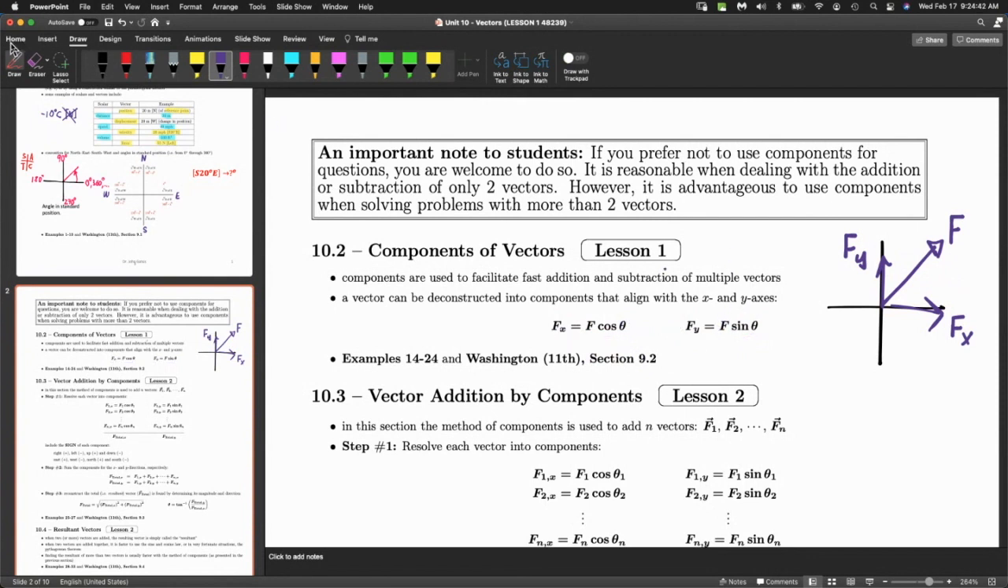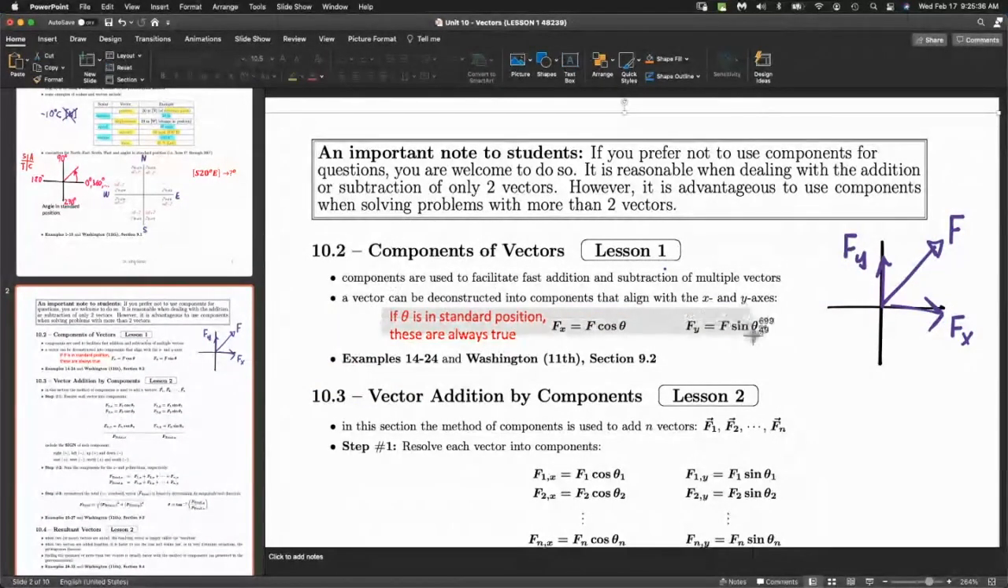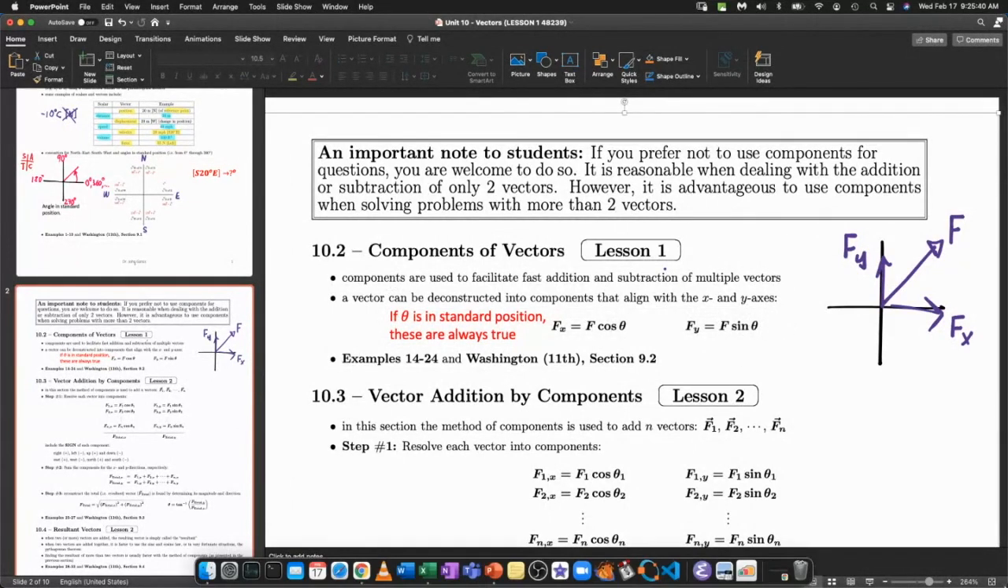So let me just type that here. Just to emphasize that to you, okay? If you're going to use the angle in standard position, the way that I've been showing you for the past half an hour of real instruction, it will always be the same thing.